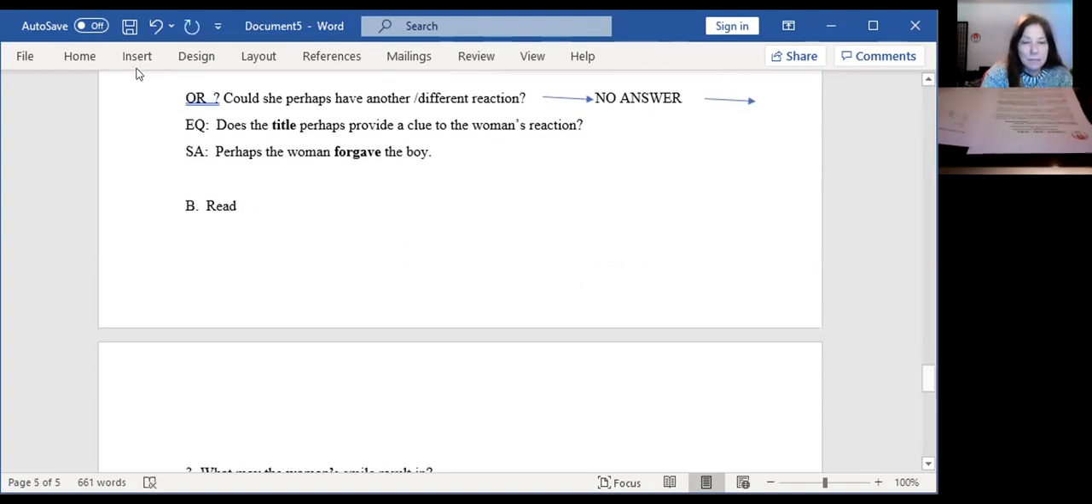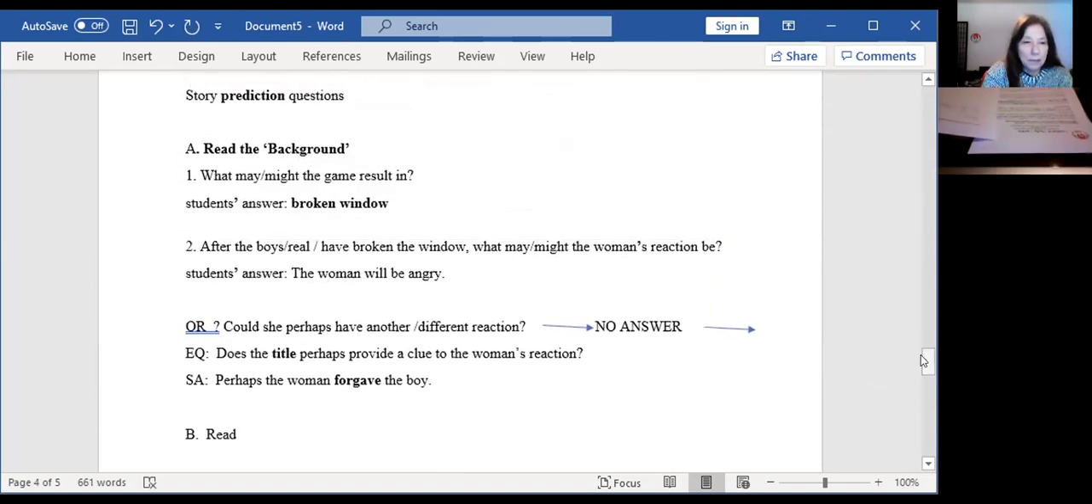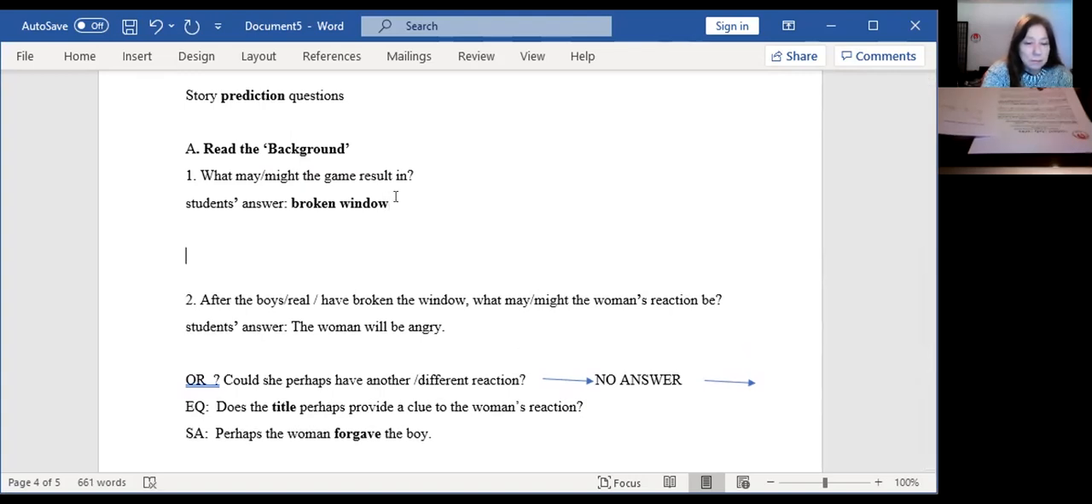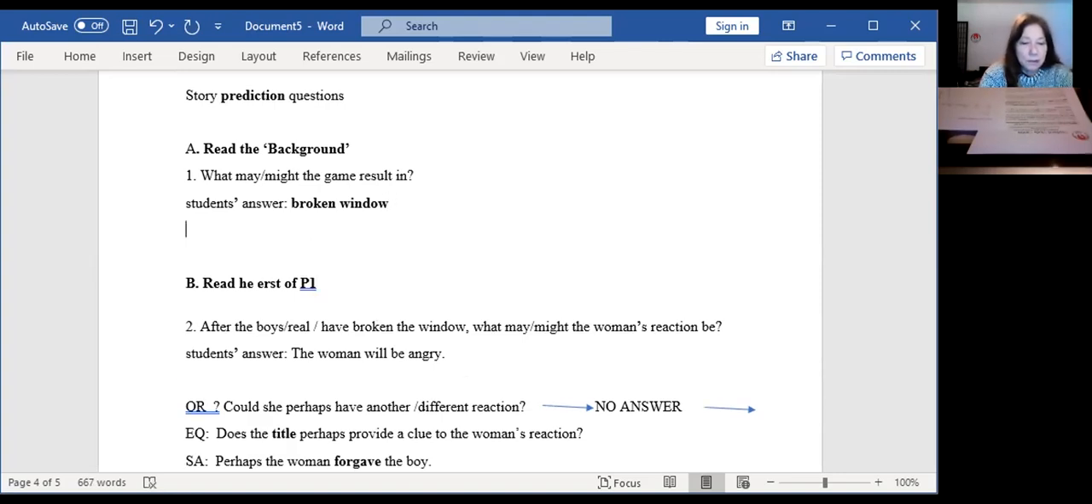After they answer broken window, I will ask them to read paragraph 2 to check whether the first answer to the question is correct. Right. Let's see if that works. Okay. Broken window. Yeah, that could work. So A, read background, then B, read the rest of C1 and the question.